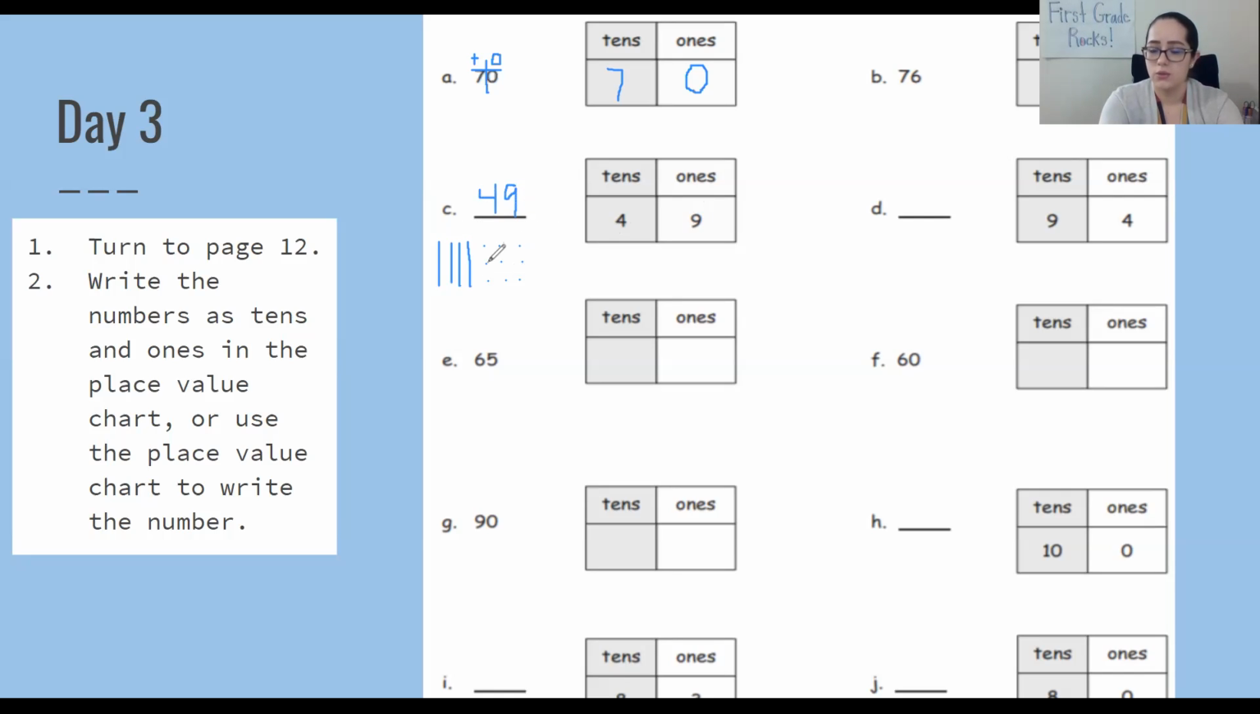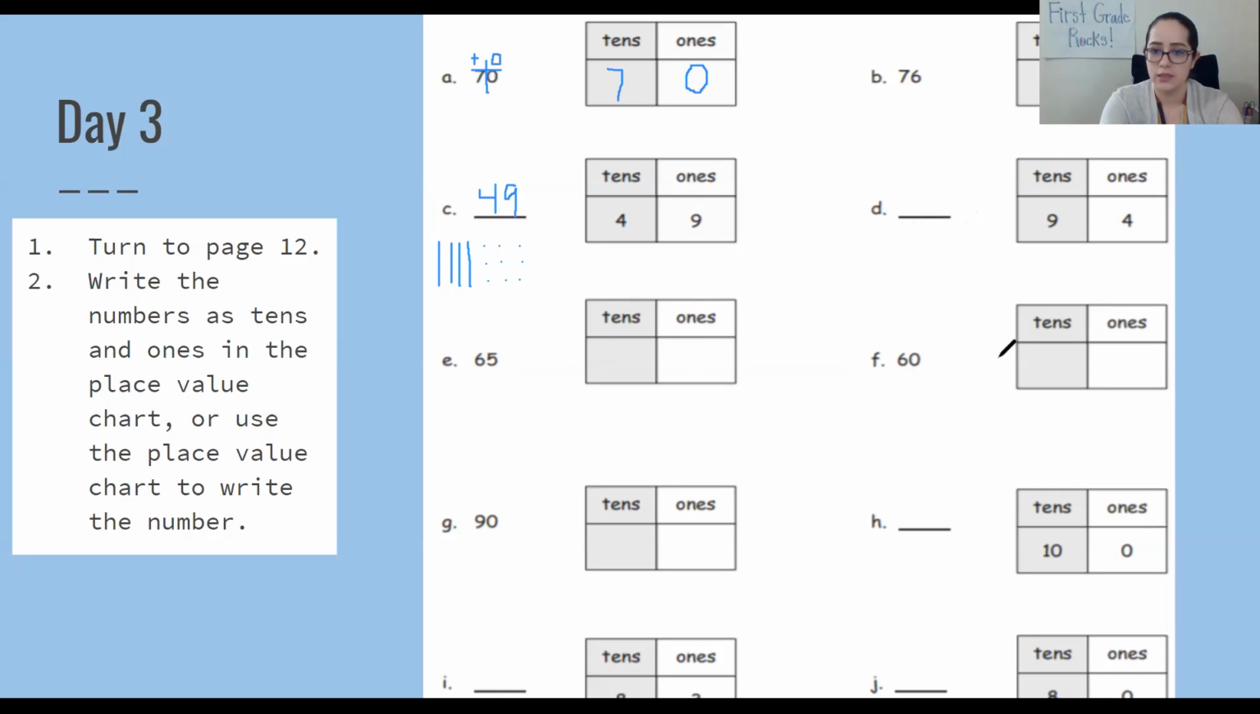All right, and then you continue on for the remainder of these. So B is giving you 76. You're going to have to plug it in. How many tens, how many ones? D gives you 9 tens and 4 ones. So what's the number? E gives you 65. So identify the tens and the ones.